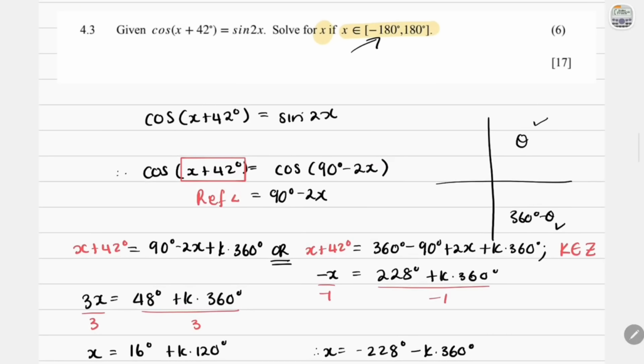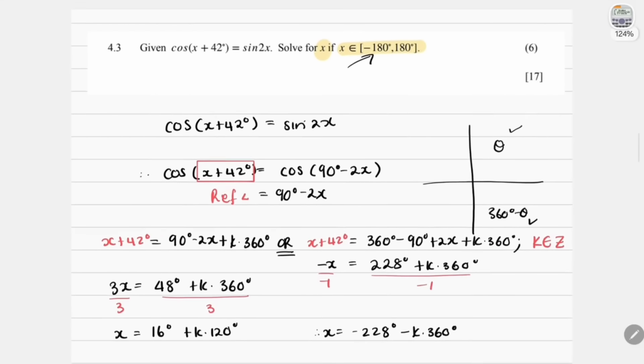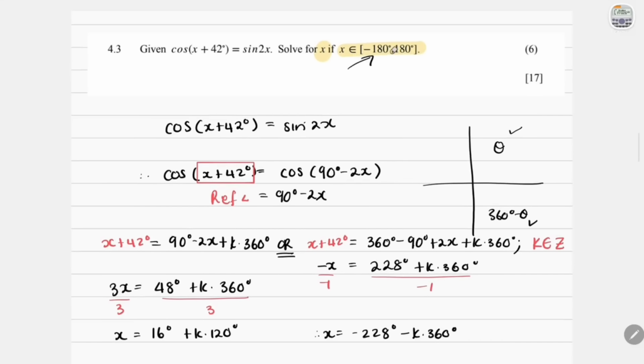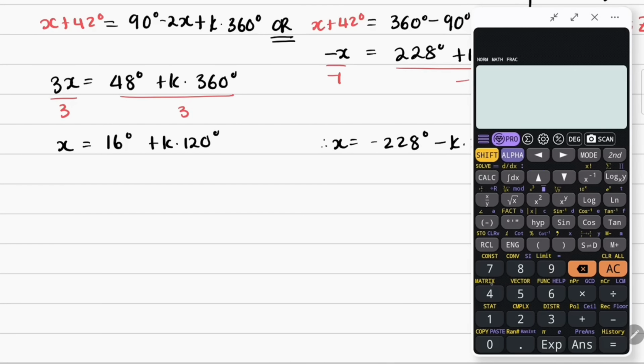Now, our answers will still be exactly the same, regardless of the method that you use, because we're specifically trying to find the solutions between negative 180 and 180 degrees. And let's go ahead and find those.